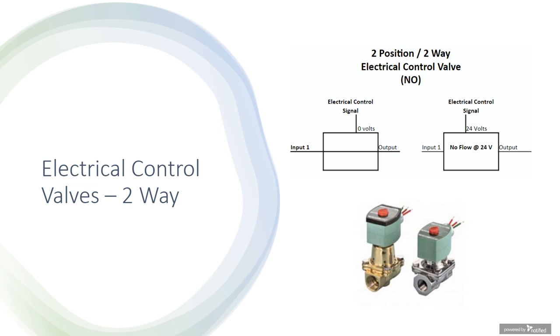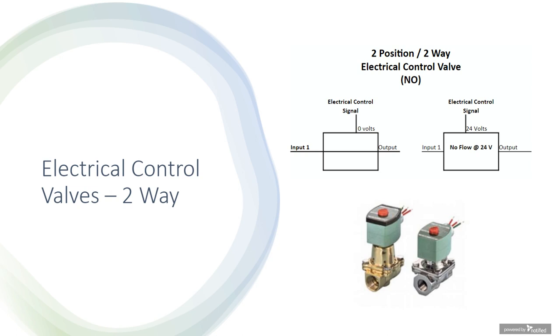So the very first element is a solenoid valve. It's what we call a two-position, two-way valve. It's electrically controlled, not pneumatically or hydraulically. The NO stands for normally open, meaning when there's no power to the valve, it is in an open position.